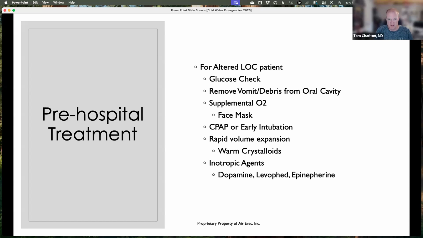Some of these patients may benefit from CPAP or early intubation. The CPAP, just like in congestive heart failure, helps to keep those alveoli popped open and less sticky. So that can help us oxygenate much better. Some of them may require rapid volume expansion, especially if their heart is still somewhat shocky from being hypoxic. And then sometimes we need to use pressors. I've got a couple of pressors listed there, but for us, we're primarily going to be using push dose epinephrine. So refamiliarize yourself with how to mix up and administer some push dose epinephrine.